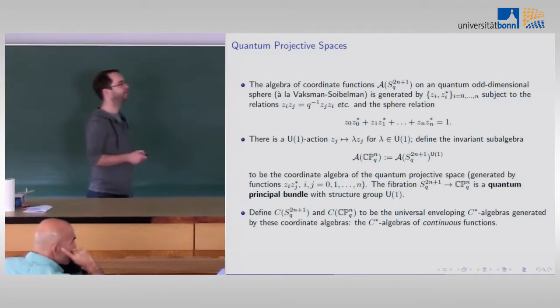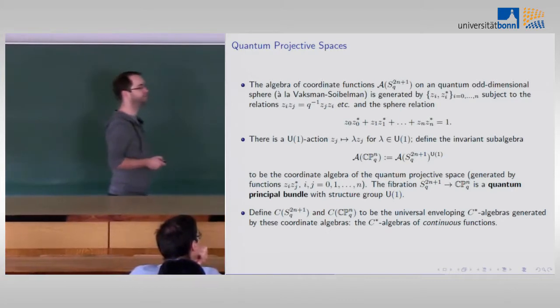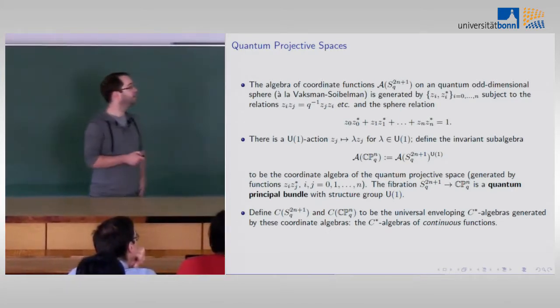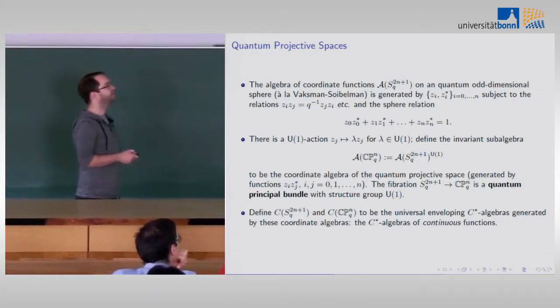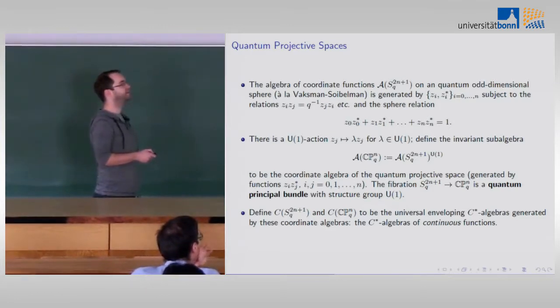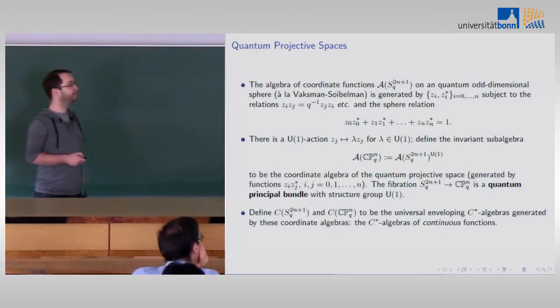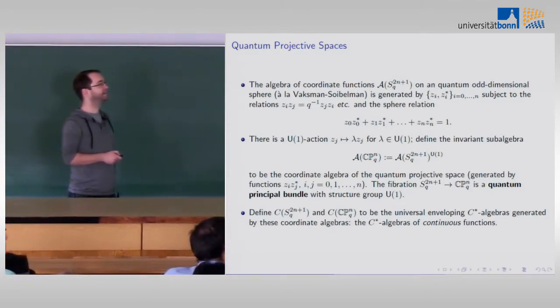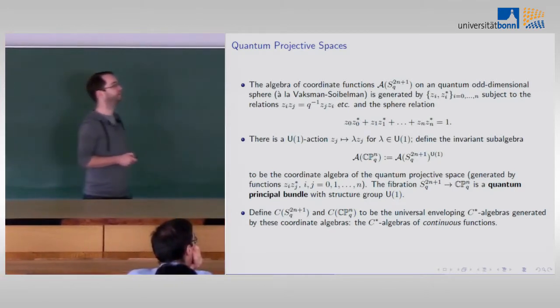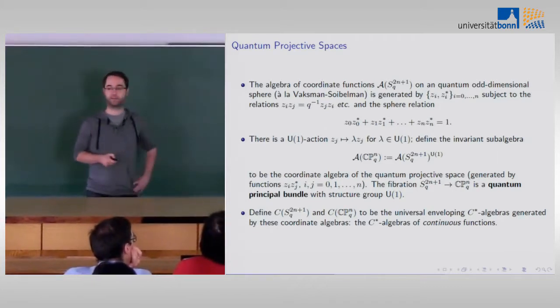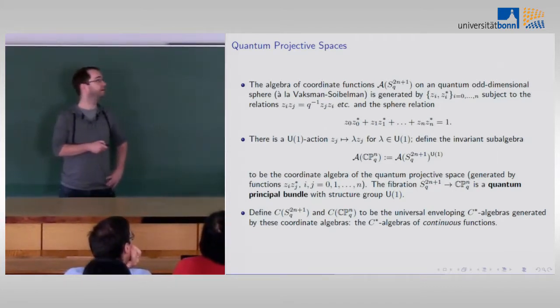This is the algebra of functions on the classical sphere. Now, this carries a U(1) action, so I can just multiply the coordinates by some value lambda in U(1). Then I can take the algebra of invariant functions under that action. And this is what I call the algebra of functions on CP^N_q, the quantum projective space.